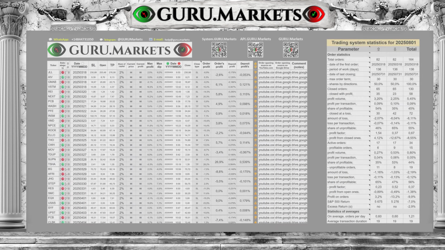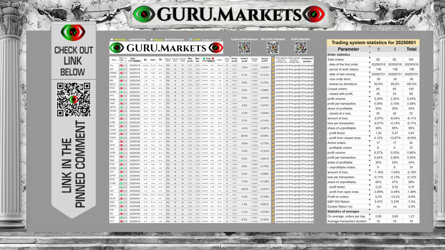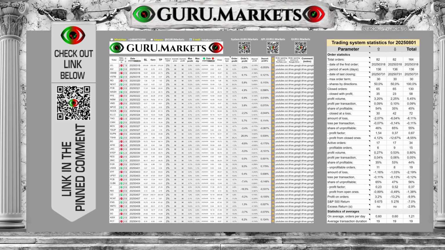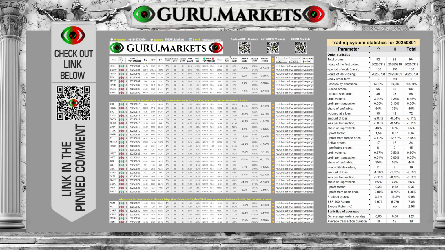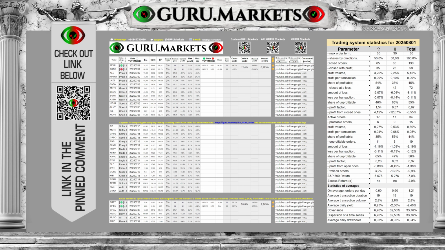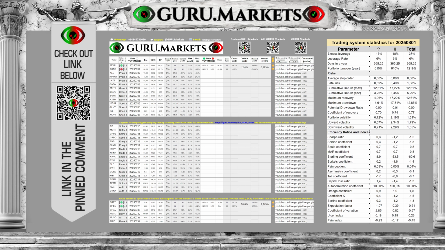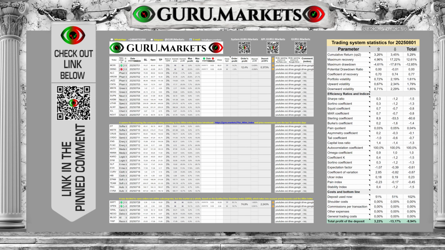Let's look at the order table, which is available to everyone. Link in the pinned comment. The order table contains absolutely all publicly accepted decisions this season by the information and reference system Evaluation Guru Markets. Access to the order table is free and open. Link in the pinned comment.